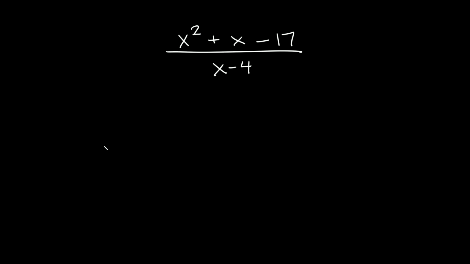Here we're going to write the top, x squared plus x minus 17, divided by, like that, the denominator, which is x minus 4. Now what we do is divide the first term here into the first term here.